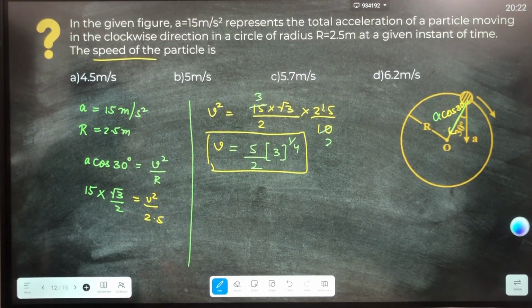Approximately you can find the value. Okay, so that is our final result for this problem. Let's see the next one.